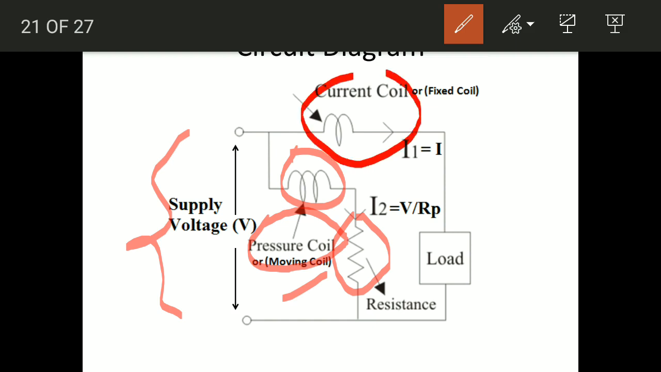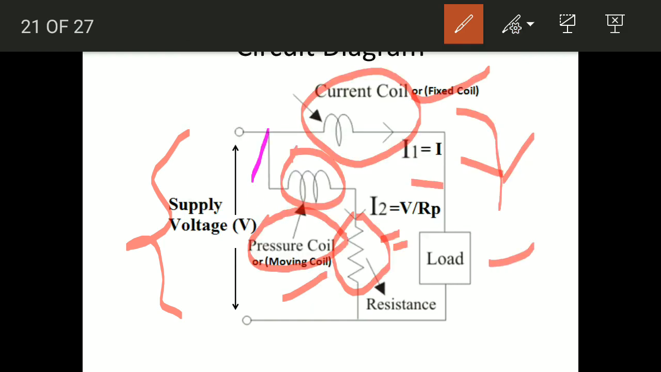Now this indicates a fixed coil, or you can say current coil. Why is it called current coil? Because it is connected in series with the load and it will carry the same value of load current. So here I1 indicates the value of current flowing through fixed coil, which is nothing but the value of current flowing through load, and I2 indicates the value of current flowing through this path, and this path is nothing but a path for moving coil, which indicates a moving coil in series with a high value of resistor.